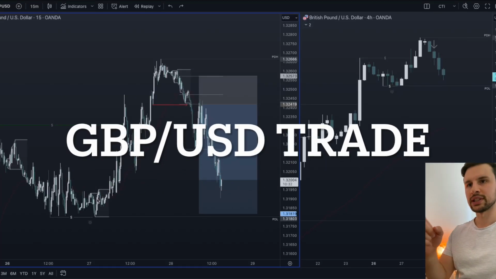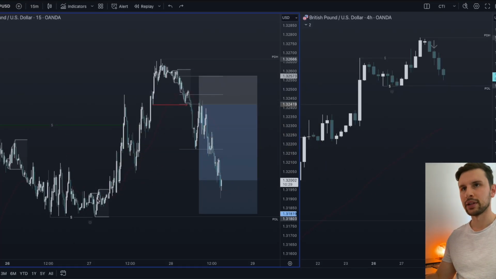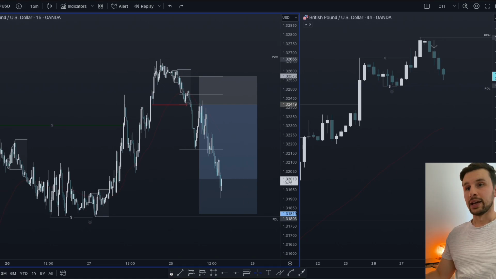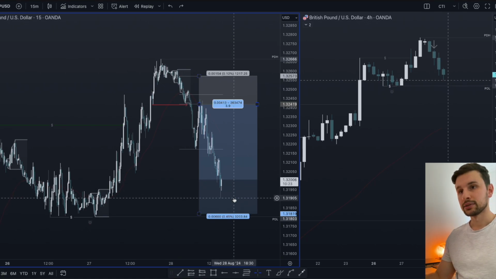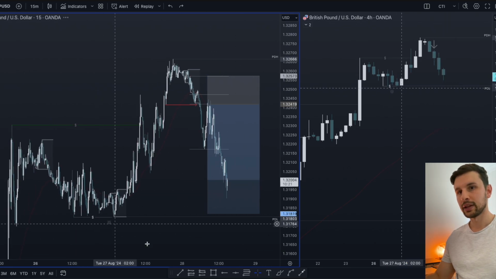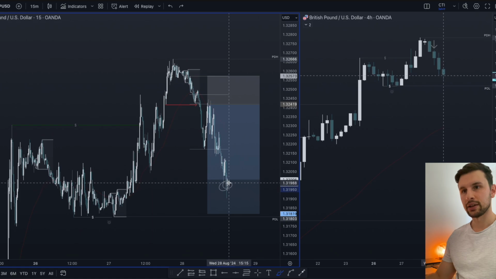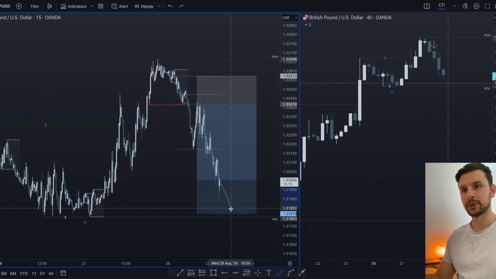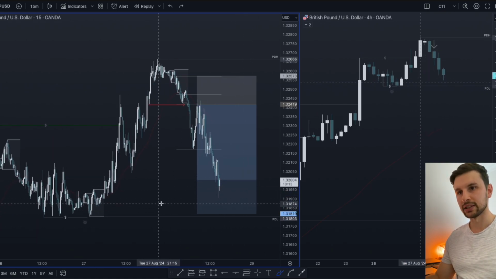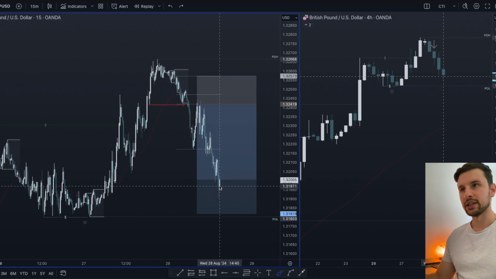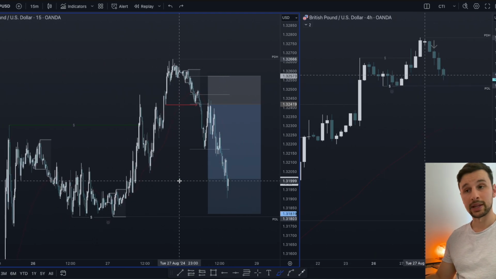Right, so I'm just going to break down this trade that I'm currently in on GU, and we are targeting these lows here. As you can see, price is currently here and we're close, so hopefully we can push down and take these out. But let me start from the beginning.